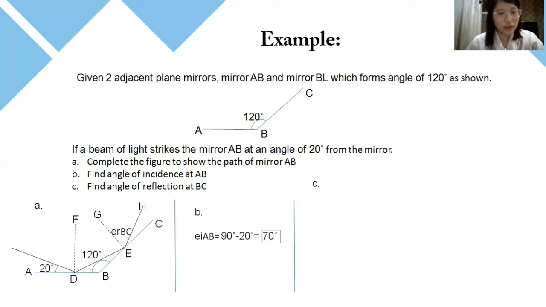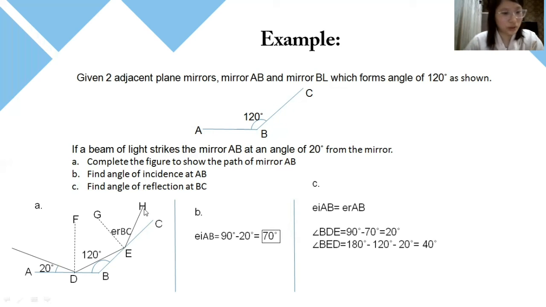Now for letter C, it wants us to find the angle of reflection in BC. I will be putting letters here so that it will be easier to explain. Since the angle of incidence at AB is equal to the angle of reflection at AB, we can now find the angle BDE by subtracting 70 degrees from 90 degrees, which gives us 20 degrees. Then we can now find angle BED. Since the total sum of the angles in a triangle is equal to 180 degrees, it will be 180 minus 120 minus 20, which will give us 40 degrees.